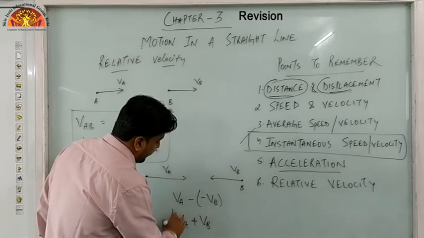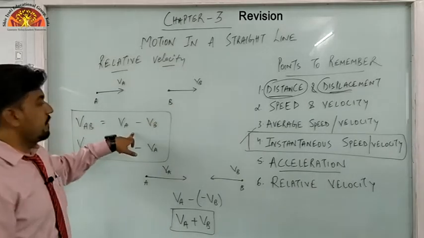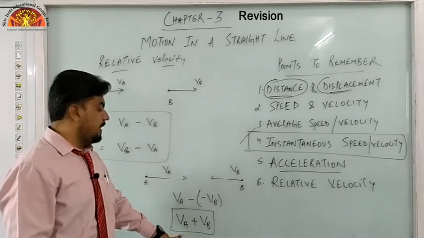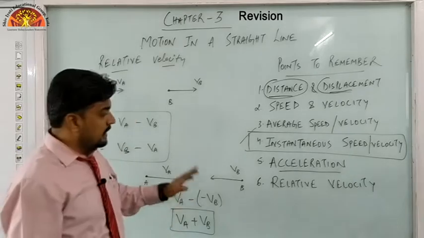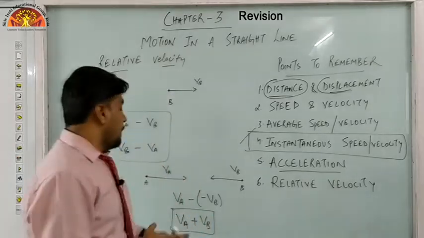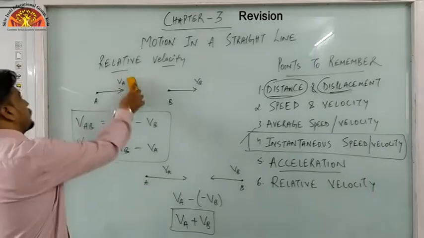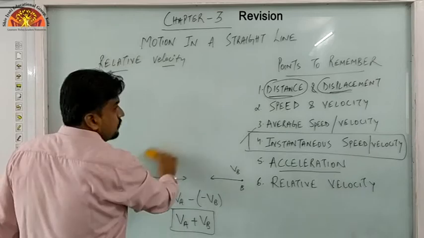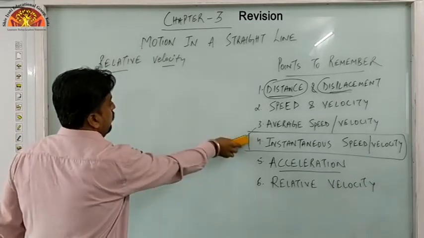So understand, if two objects or two bodies are moving in the same direction, then the relative velocity would be VA minus VB. But if in case they are moving in opposite directions, then the relative velocity comes out to be VA plus VB. Okay. This is the concept of relative velocity, which you need to focus upon. So these are the important points which you need to remember to solve the numericals related to this chapter. Okay, so you just need to understand how to use the formula, how to use the equations.